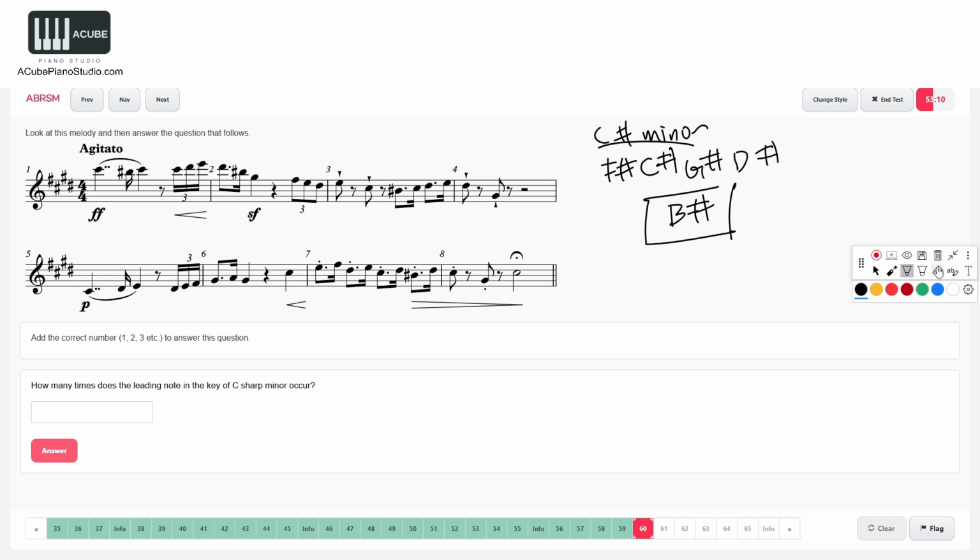So let's count. It's 1 time, 2. This is B sharp 3, 4. Wait, let me check. Did it appear again? No. Okay, so basically there are 4 times. So the answer here will be 4.